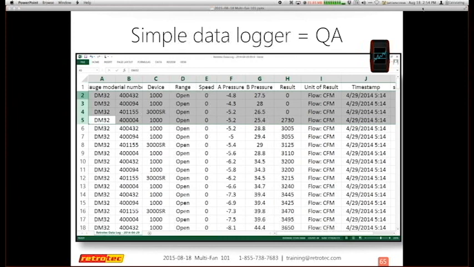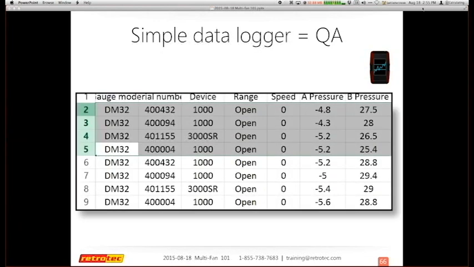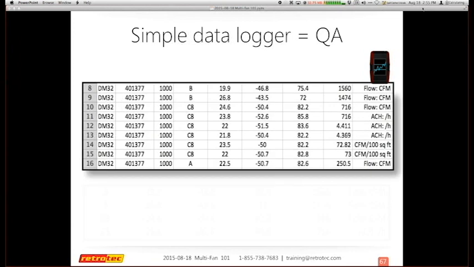Here I had 4 DM32s with their serial number, what device they were, what kind of range they were on, and the pressures and the flow. So I can actually see all those scenarios. You can see in the beginning, I didn't have any readings on the first few rows, and then you can see the readings start to pour in. So this is an amazing resource. Also, if I changed the range or did something else, the gauge will remind me, and it'll be recorded in the data logger.